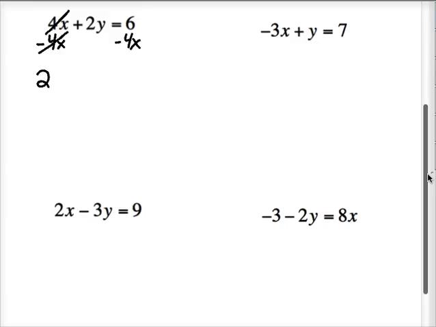So I'm going to have 2y. I'm subtracting that 4x over to the other side. And then that 6 is still over there. Do not combine those two terms. They're not like terms. So leave them separate. And you always want to write the x term first.